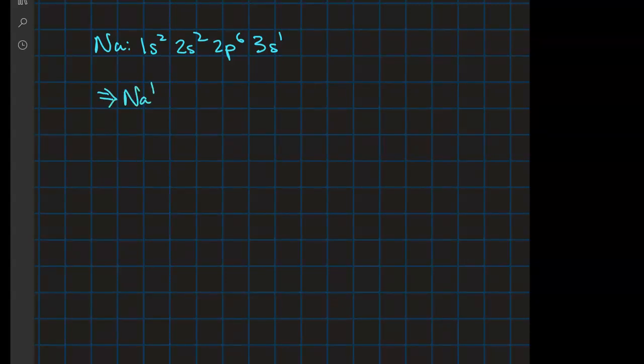So looking at sodium, its electron configuration is going to be 1s2, 2s2, 2p6, and then 3s1. And the most common charge for sodium is a 1 plus charge. So it easily makes a sodium 1 plus cation, in which case it loses 1 electron. So it's going to lose its outermost electron. Its electron configuration will be 1s2, 2s2, 2p6.